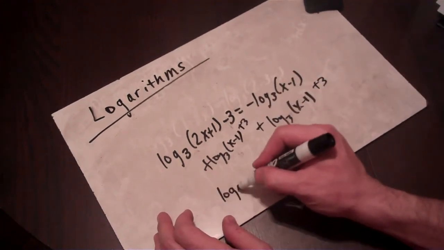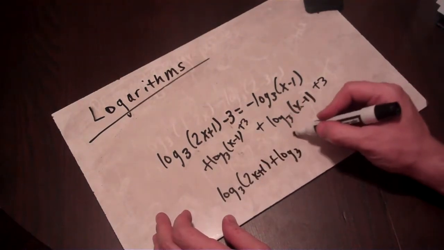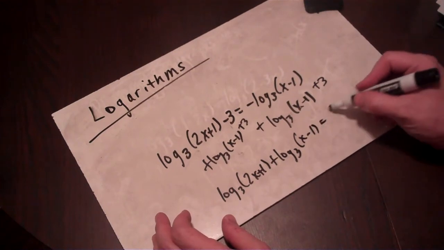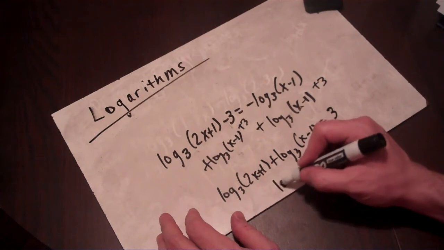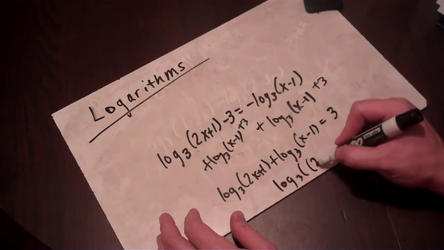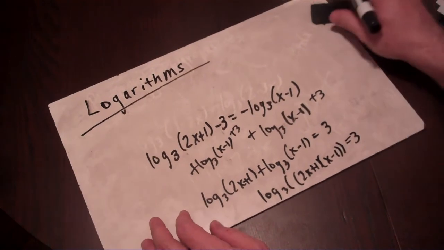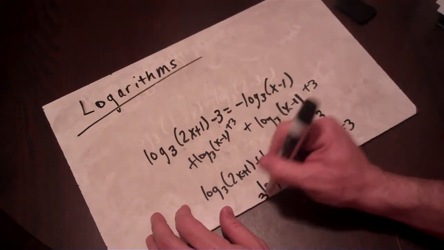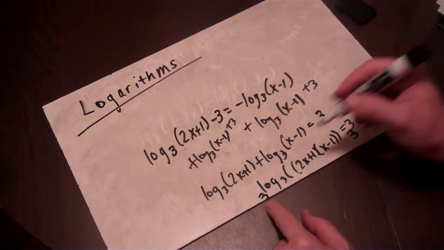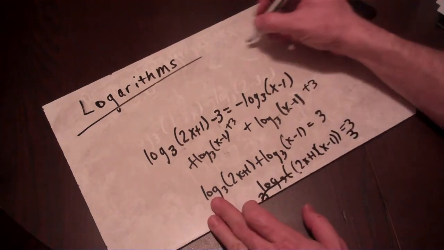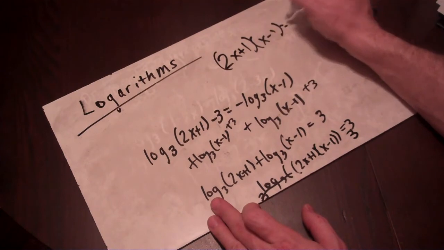And you're going to get log base 3 of 2x plus 1 plus log base 3 of x minus 1. You can move all the log stuff to one side, equal to 3. Now write this as one logarithm using the properties. Log base 3 of 2x plus 1 times x minus 1 is equal to 3. Now write these as the exponent on 3, because the base is 3. That cancels the log out, and you're left with 2x plus 1 times x minus 1 is equal to 3 to the third.